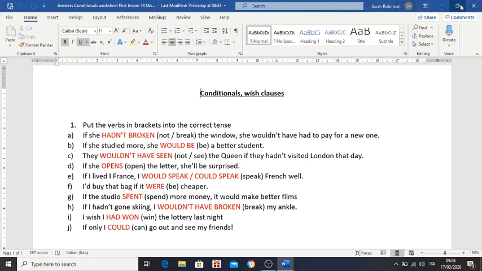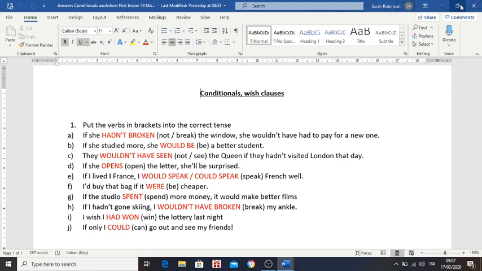In E, you could say both I would speak or I could speak French well. We're speaking about a second conditional. It's a hypothetical situation. With F, I'd buy that bag if it were cheaper. Be careful here because instinctively you'd say it was, but because we're speaking about the second conditional, we have to use were. This was explained in the video before about the conditionals.